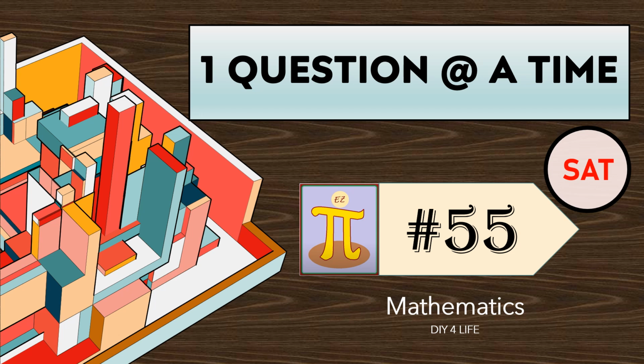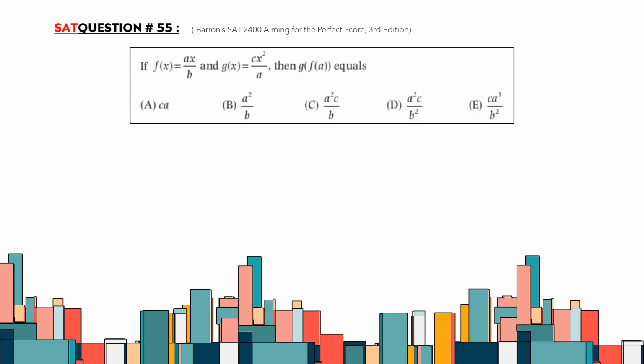Question number 55. If f of x equals a times x over b, and g of x equals c times x squared over a, then g of f of a equals?